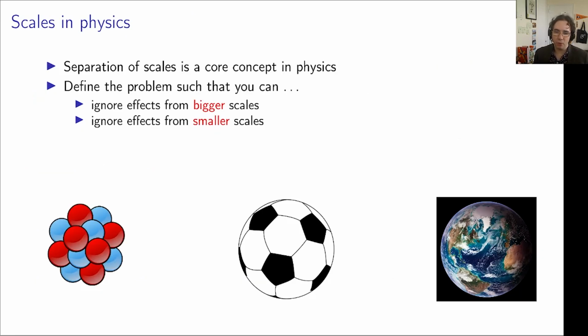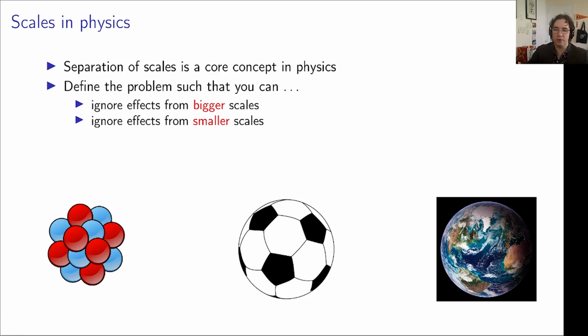So a kind of universal concept in physics is this notion of the separation of scales. And when I say scales here, I don't mean scales in the sense of web scale, of just lots of things. I mean, there's a separation of scales where things at bigger scales and smaller scales can be neglected when you're working at the scale of interest.